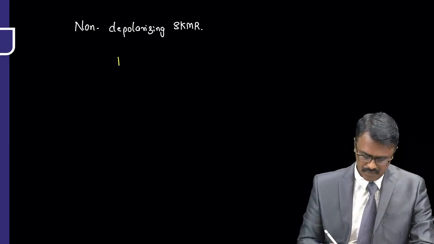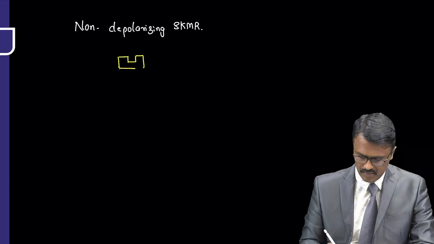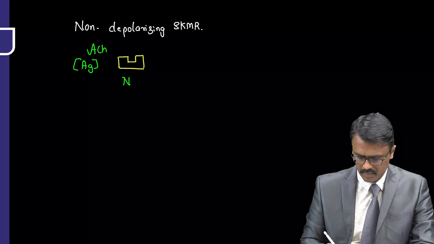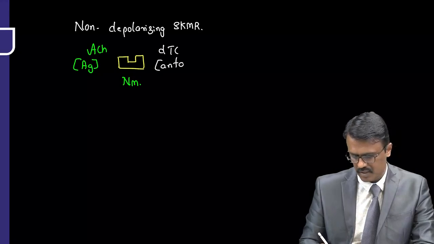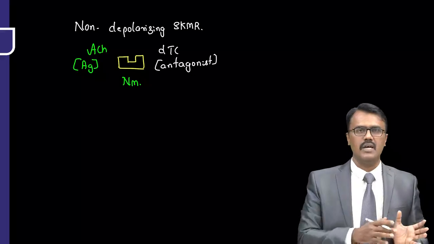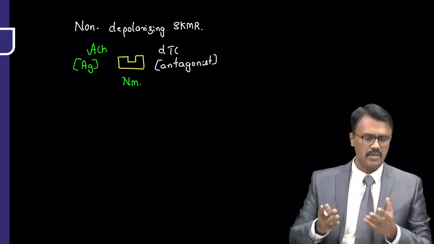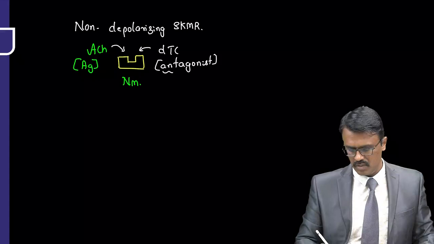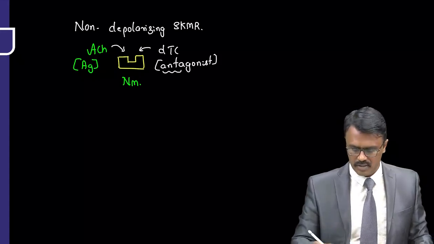Now, I told you how they work. Suppose this is the receptor. I'm just drawing the receptor. Acetylcholine also tries to bind here. The agonist for this receptor is acetylcholine. The receptor is NM. The antagonist for this receptor, let me take the example of d-tubocurarine, is the antagonist. Both of them are trying to bind to the same receptor. Whoever is more will take over. So if I give more d-tubocurarine, that will block it. That's why there is a competition.